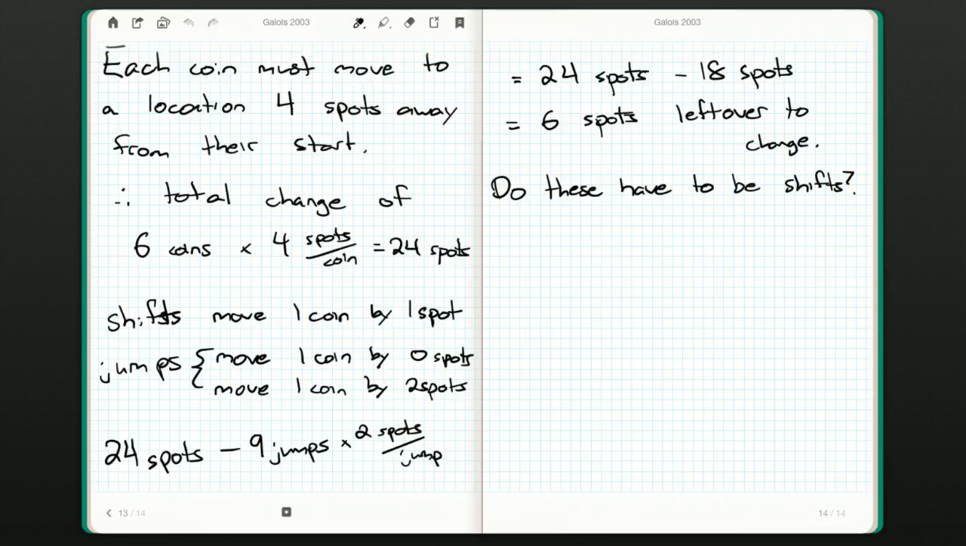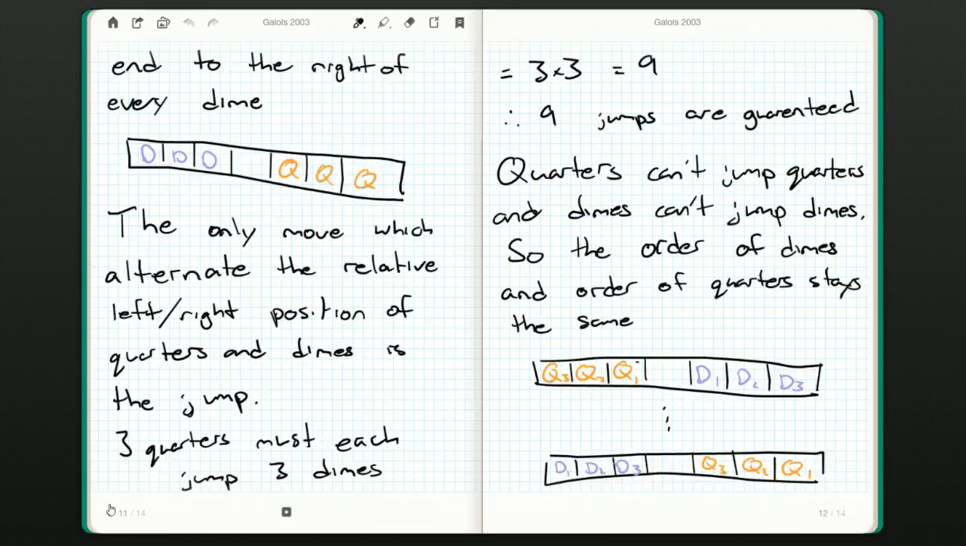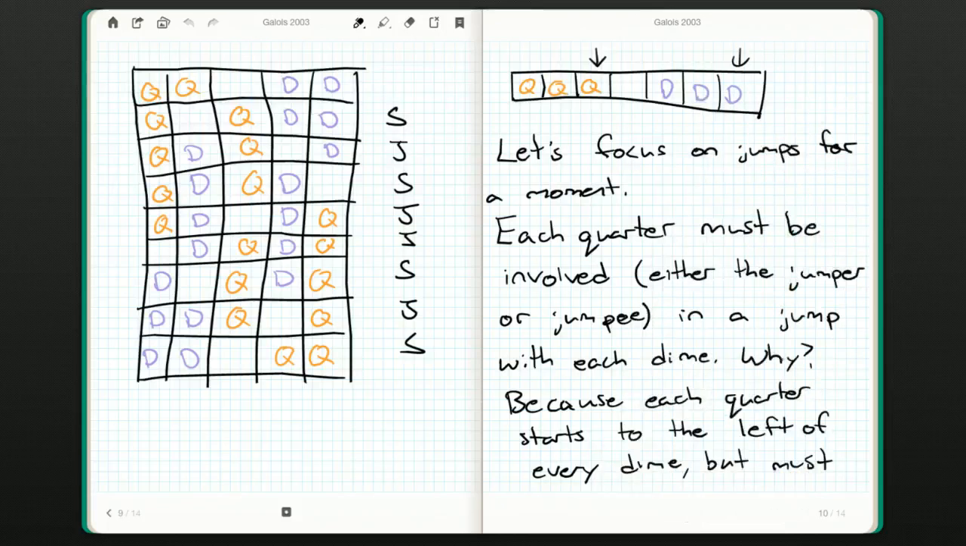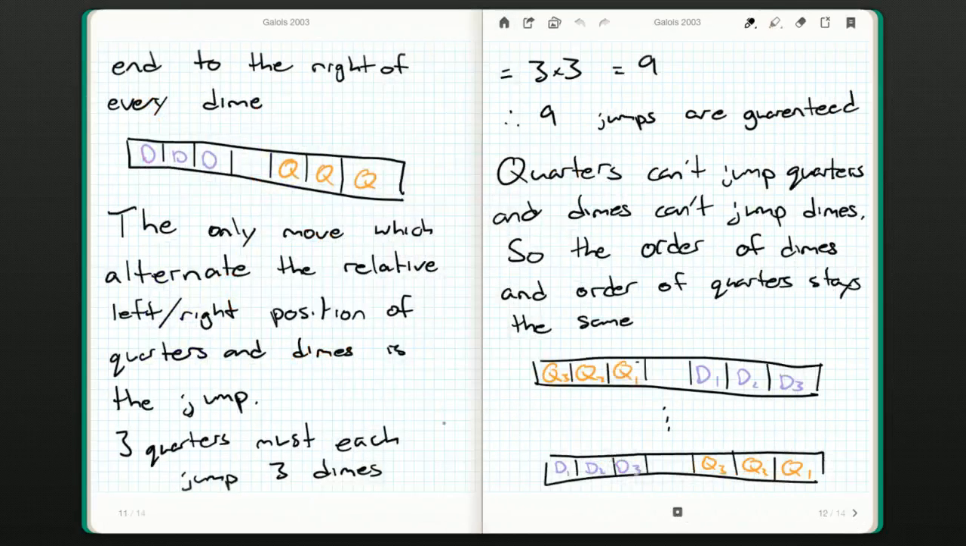Spending a lot of time on question number 3. So is it obvious that these need to be shifts? I spent a while on the B part here. Maybe if we know that those 9 jumps are the only ones that will make us any progress.